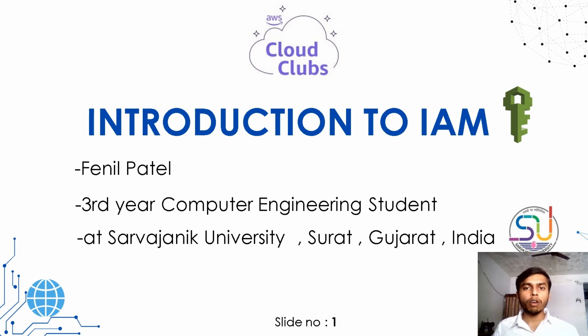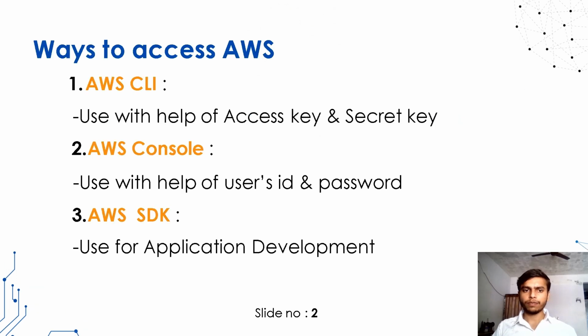Today I'll give you an introductory session about the IAM service. Here are some ways that you can access AWS on your device. First one is AWS CLI. It is a command line interface mainly used for scripting and automation tasks.